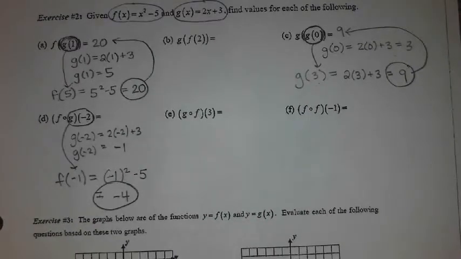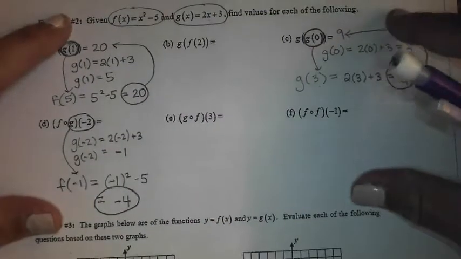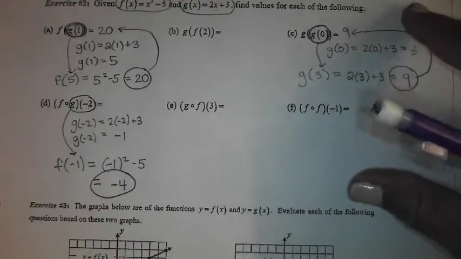Any questions on this? Key components: work from the inside out, or from right to left. Take one function notation at a time. Get an answer, plug that answer into the next one. Get that answer, plug that in. It's a domino effect. Okay? So that's compositions from equations.